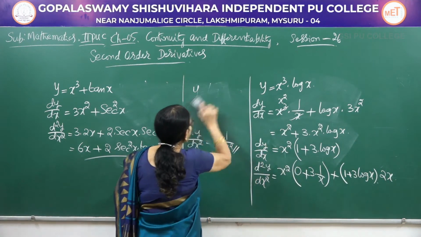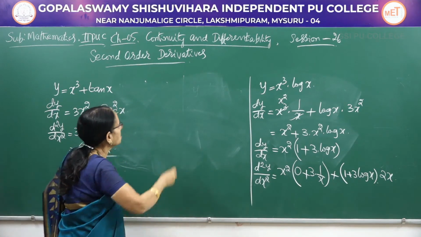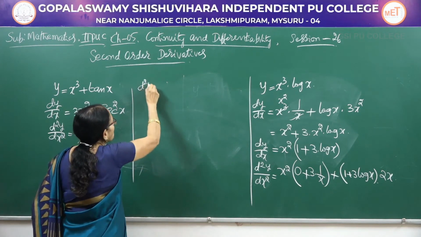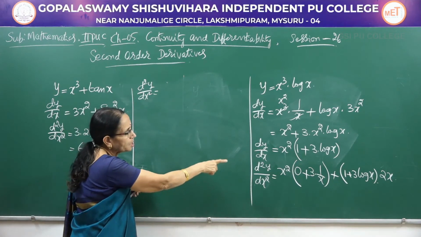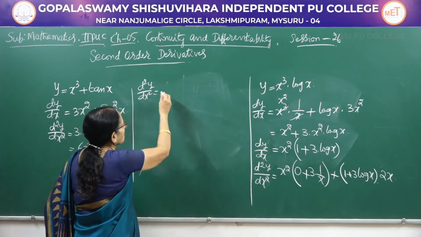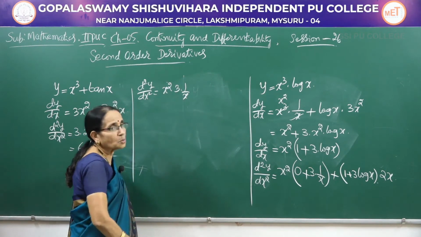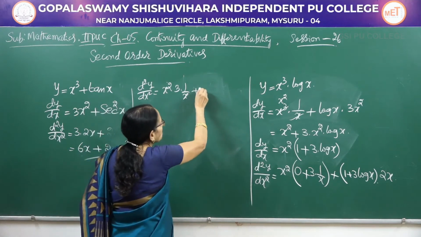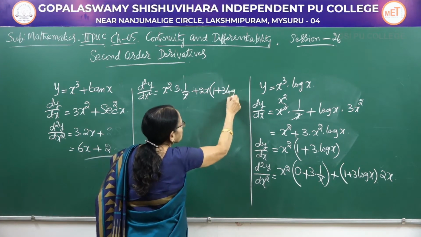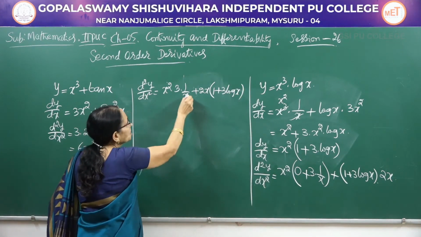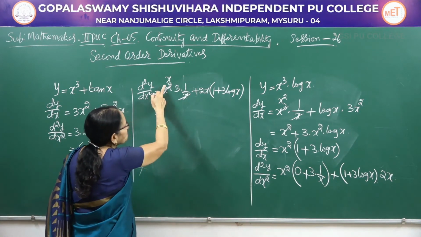Now, you can simplify a little bit here. d square y by dx square is equal to, now 0 is there, x square into 3 into 1 by x. If you can directly multiply, it's okay, or else I am writing one more step. And the second term is 2x into 1 plus 3 log x. Now 1x here you can cancel. Another x is remaining.